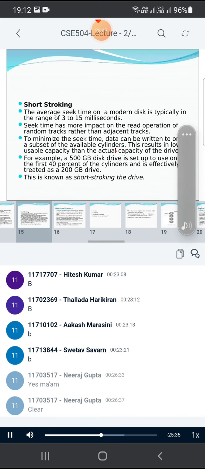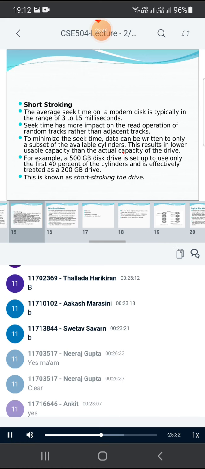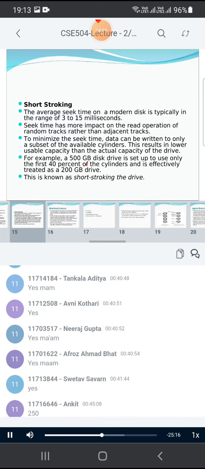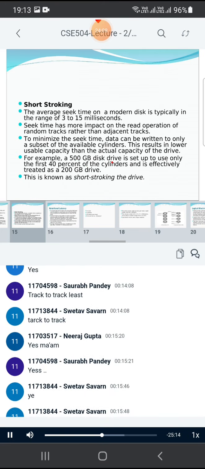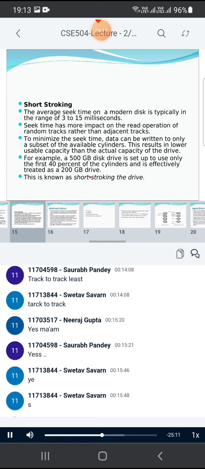So to minimize the seek time, data can be written to only a subset of available cylinders or tracks. This results in lower usable capacity than the actual capacity. And this is the example where we had a 500 GB disk drive, but we are just using 200 GB of that. We are just using the outermost 40 tracks or outermost 40 cylinders for decreasing the seek time. Is it now clear, Neeraj? Is it clear now?